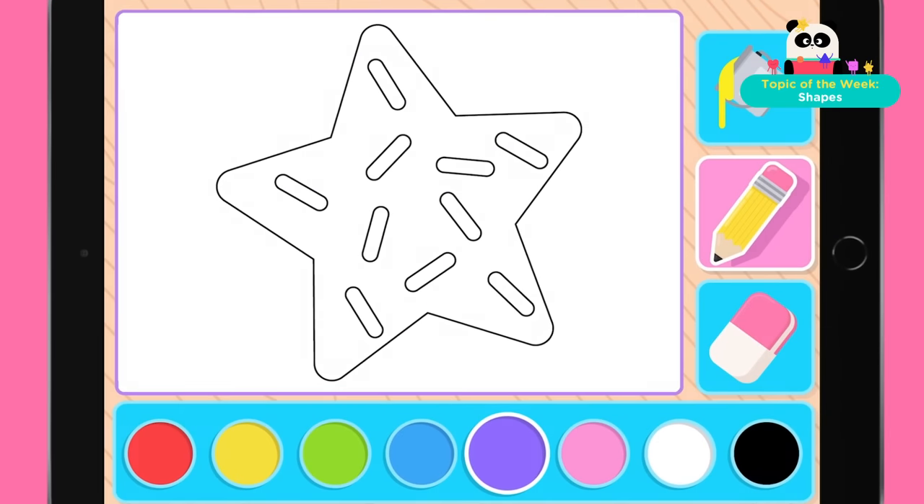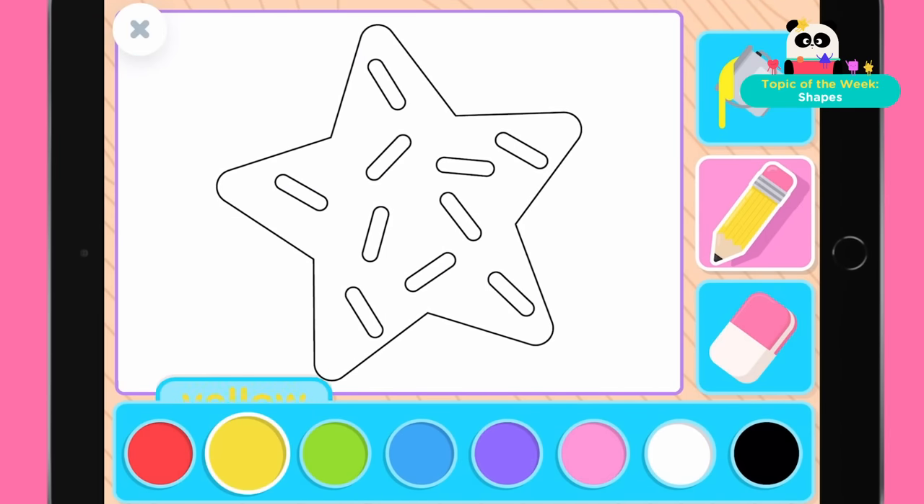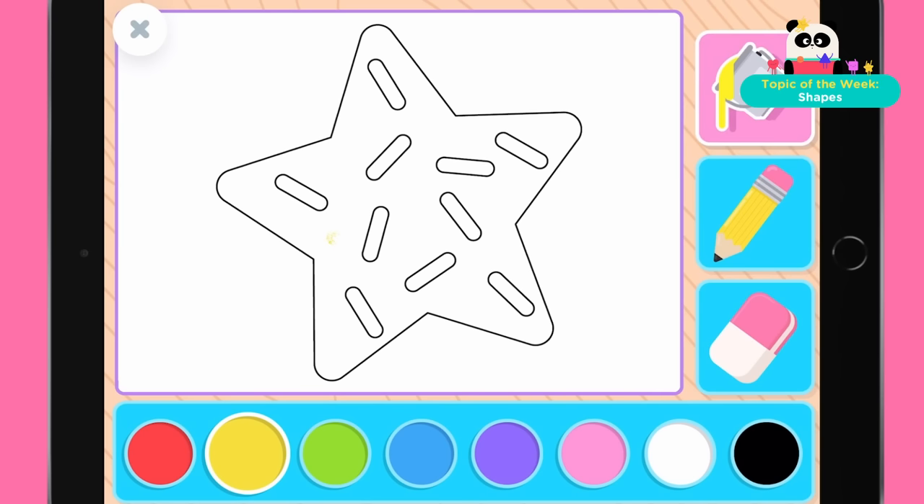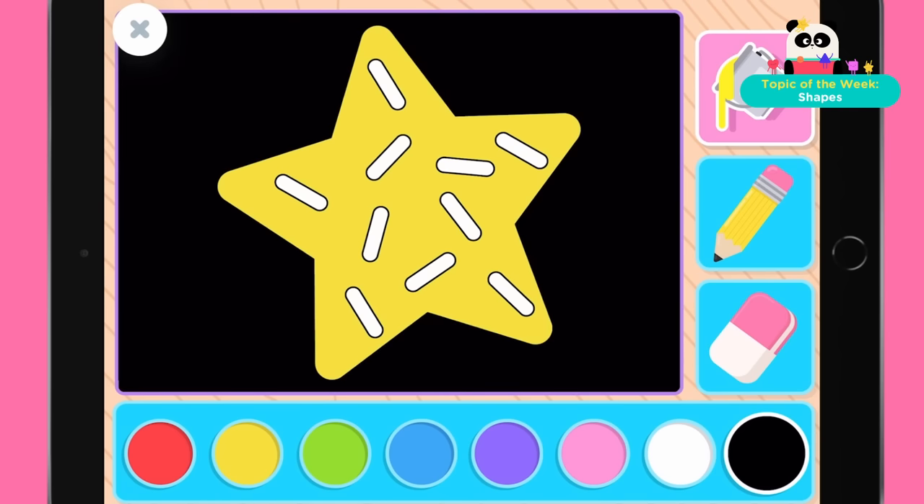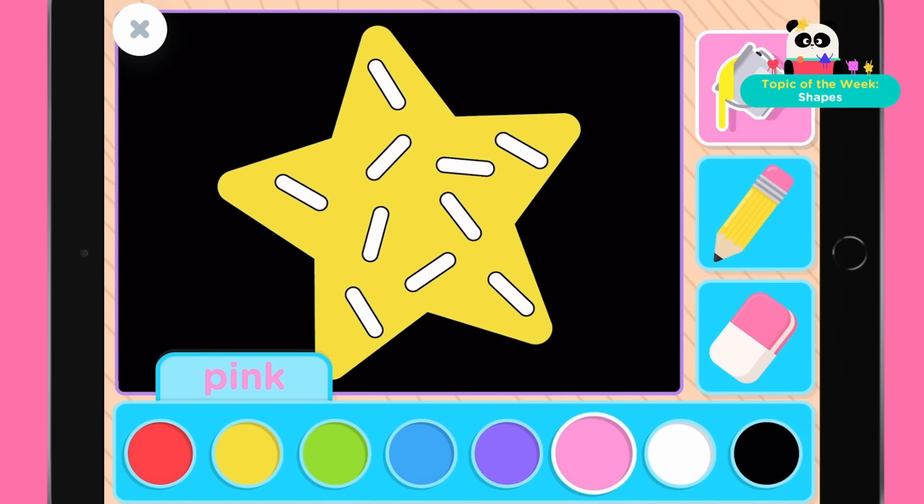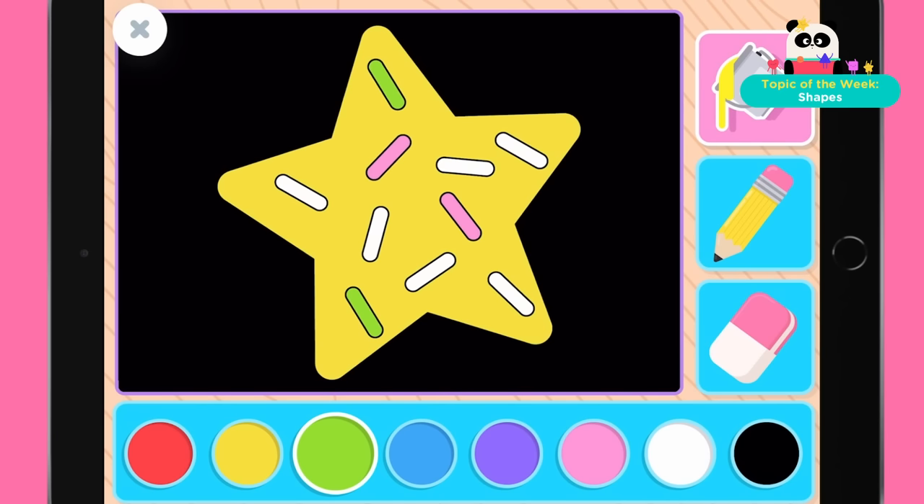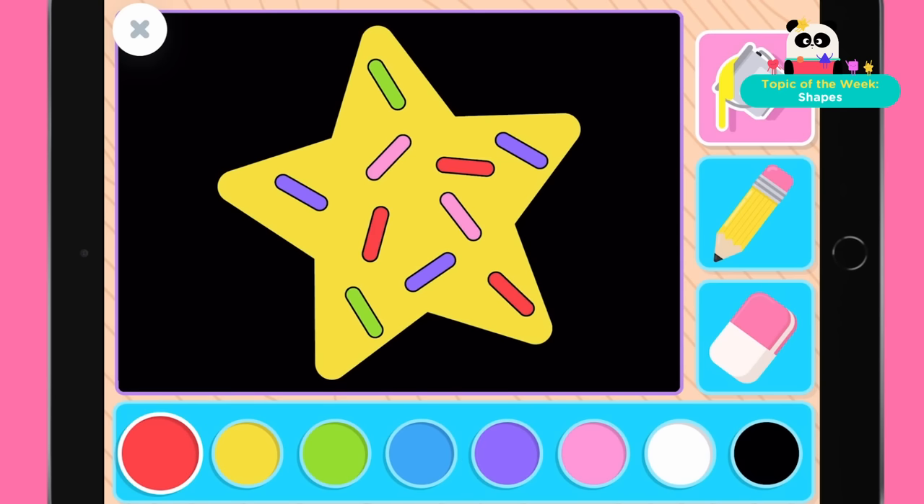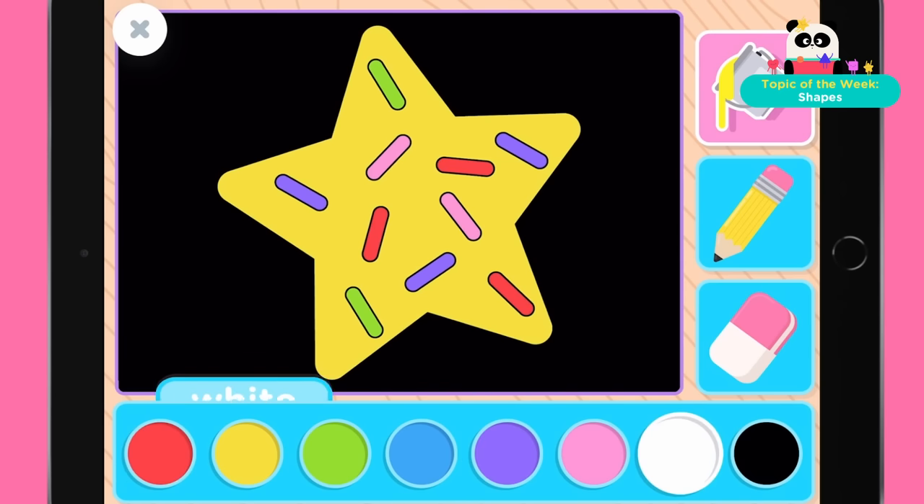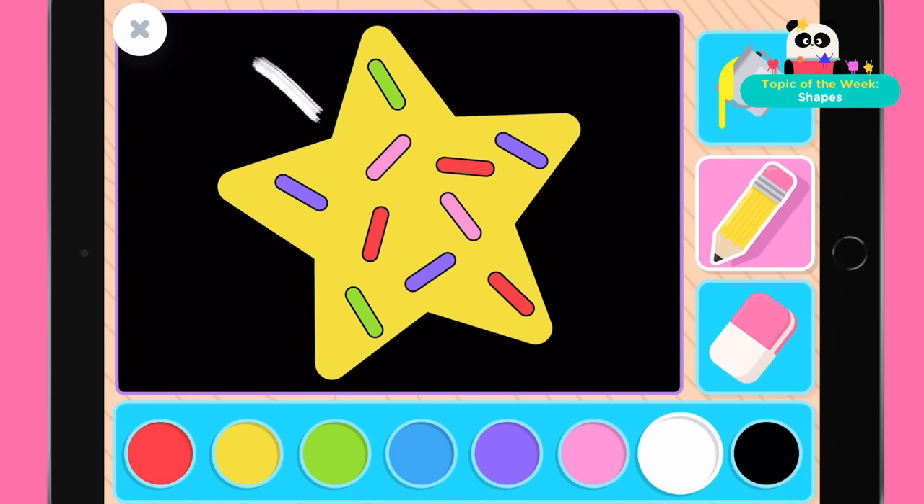Let's color. A star. Yellow. Paint bucket. Black. Pink. Green. Purple. Red. White. Pencil.